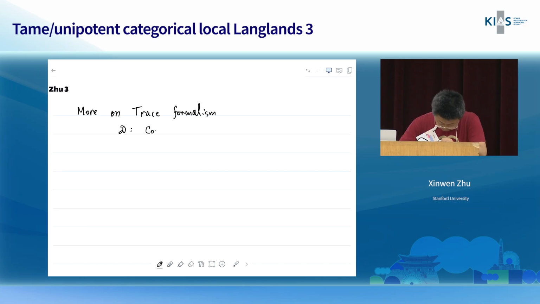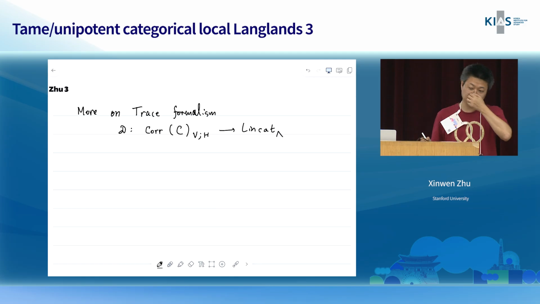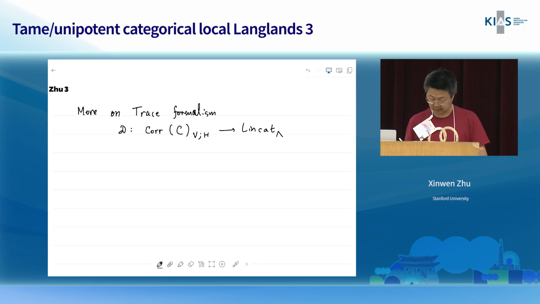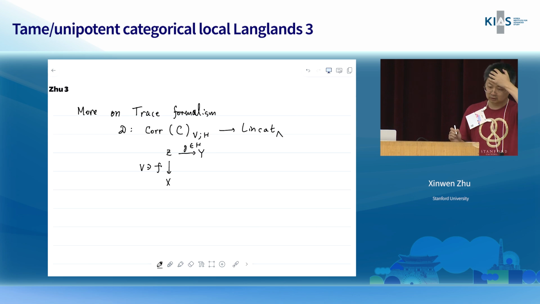So let's start from some D, which is a lax symmetric monoidal functor from some correspondence category to presentable Lambda-linear infinity categories, stable categories. As I said, this goes as follows. We have two classes of morphisms. One is called vertical, this is F, this is G. So this is a vertical morphism, and this, H, stands for horizontal.